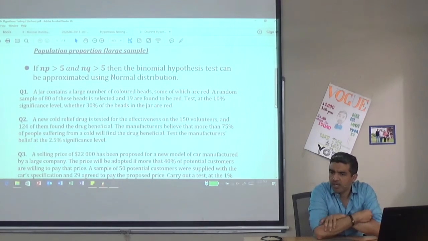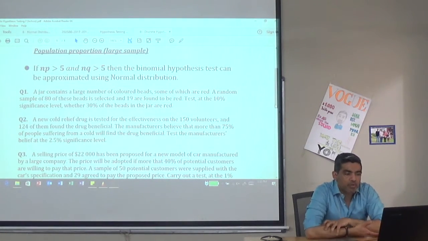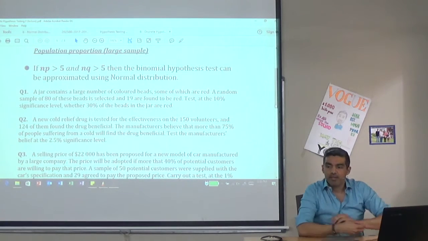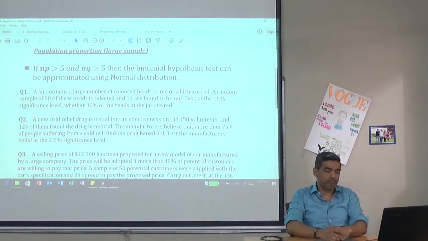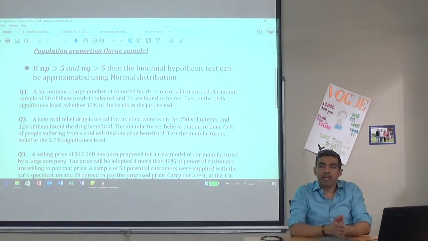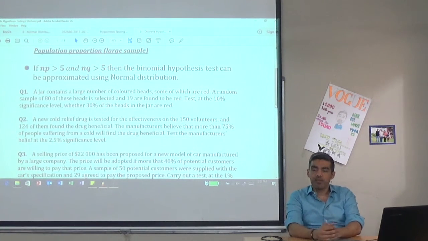We did this jar, the red jar one. I just want to do this again because there was a slight confusion. So I just want to make this clear. We're doing the other aspect of discrete hypothesis. I'm calling it discrete hypothesis 2.